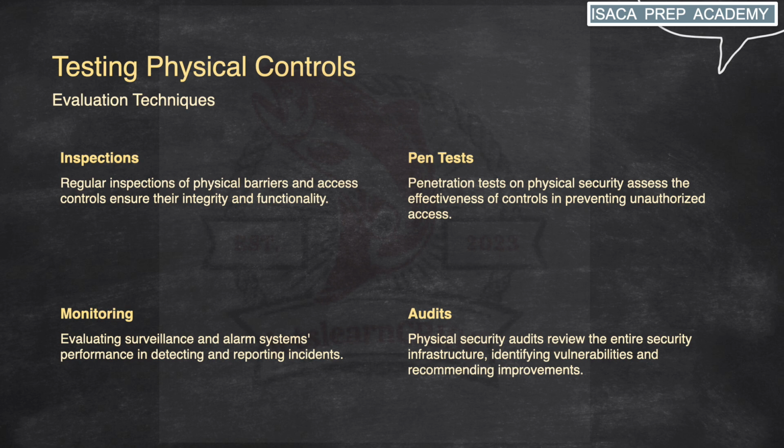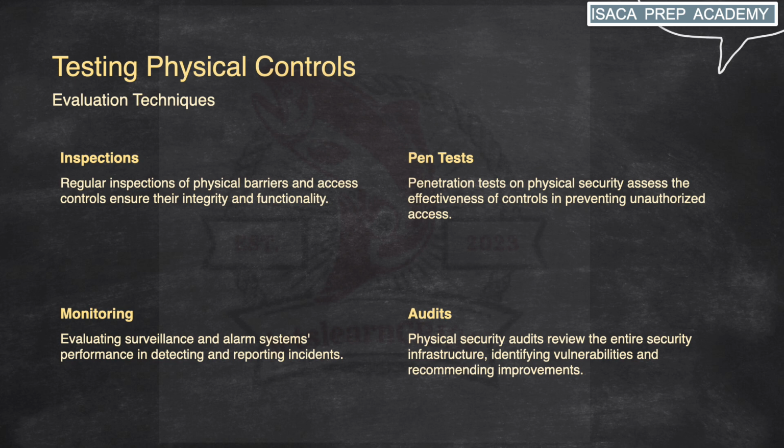Friends, during a physical security audit, trained professionals or auditors conduct a thorough examination of the organization's security measures. They inspect physical barriers, access points, and surveillance systems to identify vulnerabilities, weaknesses, and potential gaps in security. Auditors may also review security policies and procedures, assess compliance with regulatory requirements, and evaluate the overall security posture of the organization.